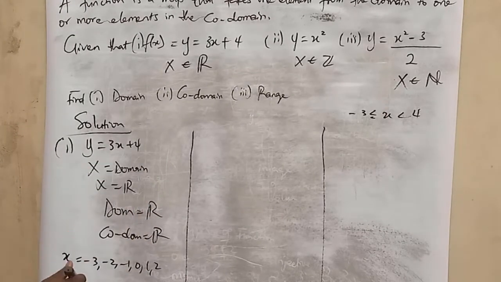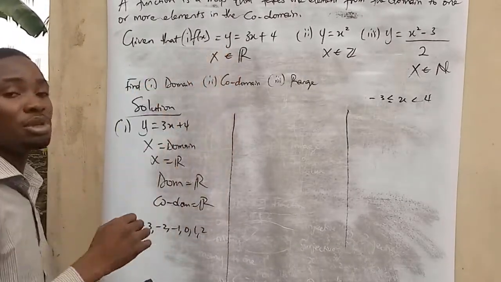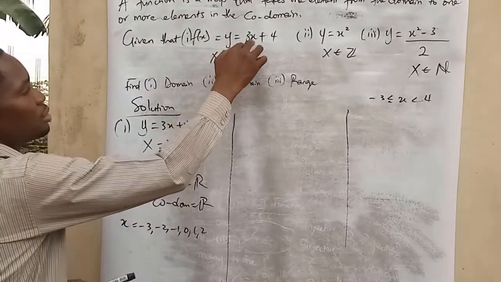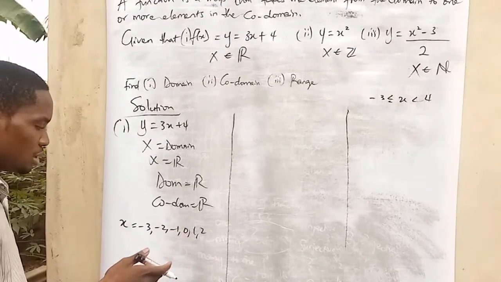Now, to get my range is what I'm looking for. To get my range, I need values of y. That's the images. I need my images. So to get my images, I need arbitrary values of x, which I've picked out already in this case.